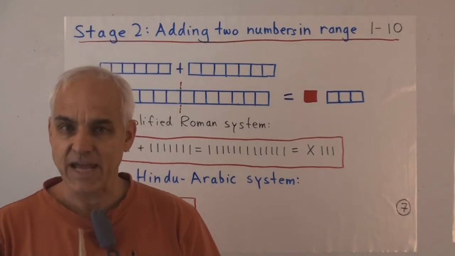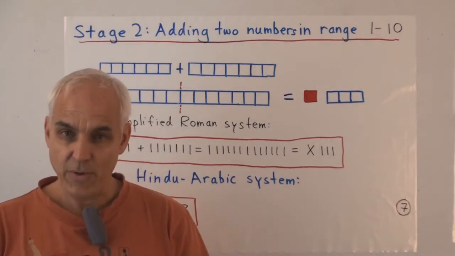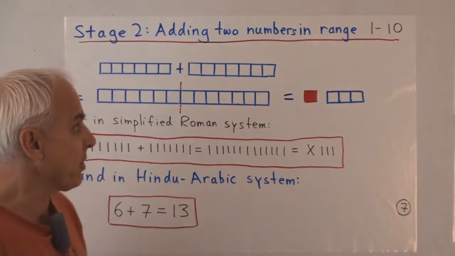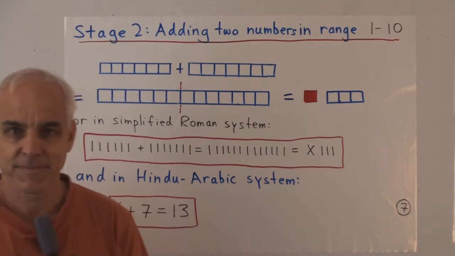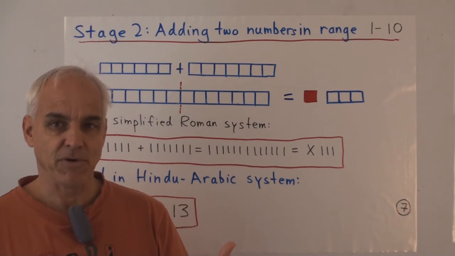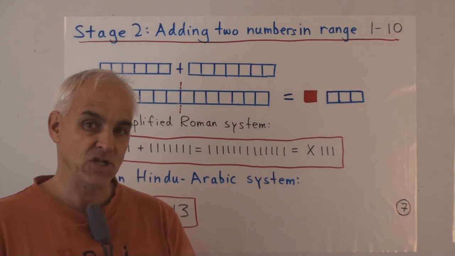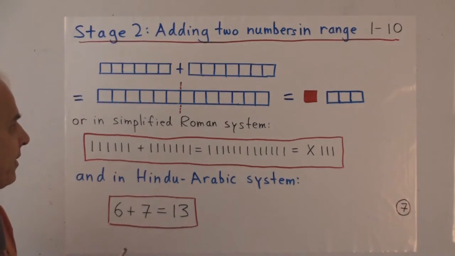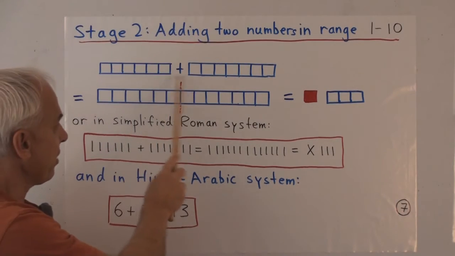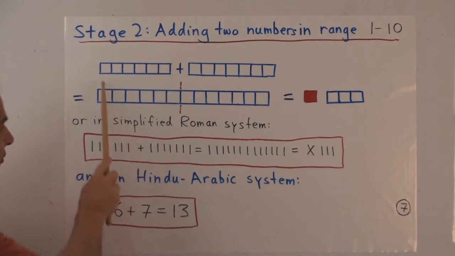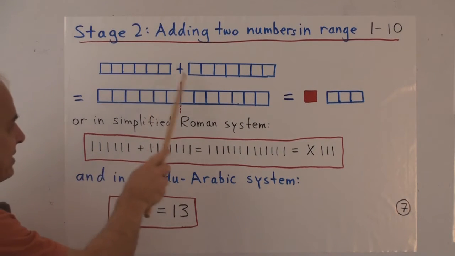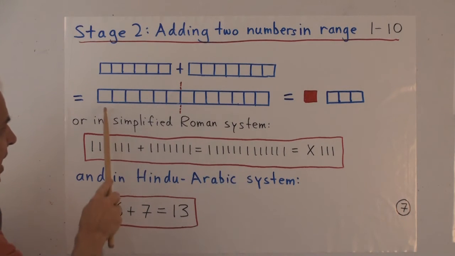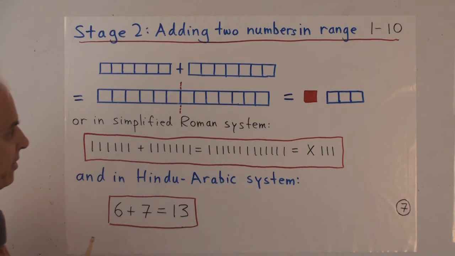So now let's move to stage 2 of addition, where we extend the range that we're considering to numbers between 1 and 10. So how do we add two numbers between 1 and 10? And how do we teach young people about that? Well, this is the kind of situation we're talking about. We have two numbers, perhaps like this one and this one. This one's 6, this is 7. When we add them, we get this number here.